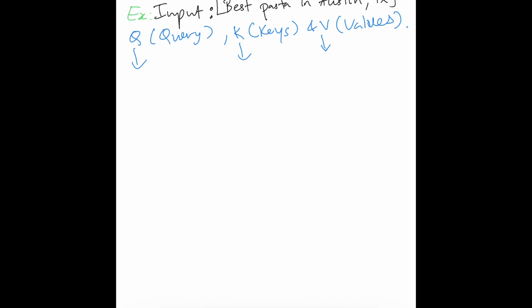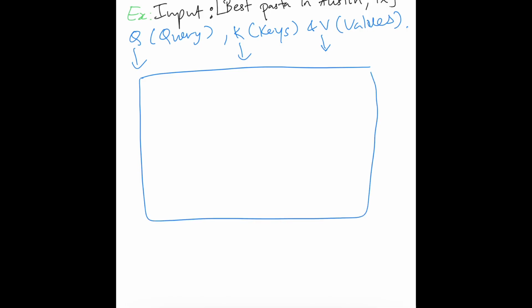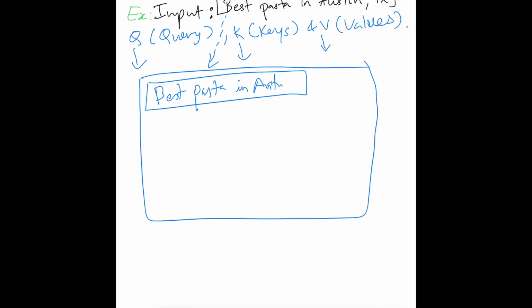So coming back to the example, let's just say you went into Google Chrome right now, and you put this in the search bar. You type just the best pasta in Austin, Texas, right?